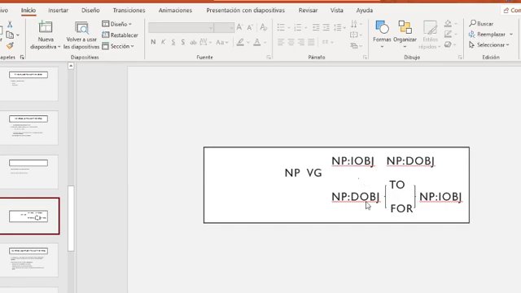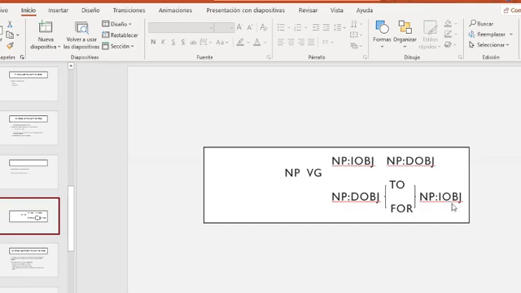This is a test more than anything else. If you want to see if the verb is ditransitive, you change it here. But in fact, what you're doing is changing this sentence to a complex transitive. Why? Because you have a direct object and then a prepositional phrase. You see, to plus noun phrase is a prepositional phrase.